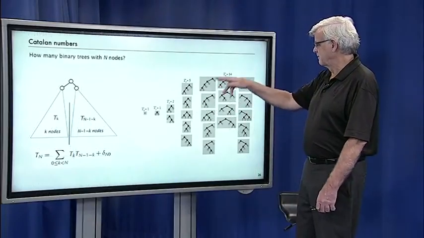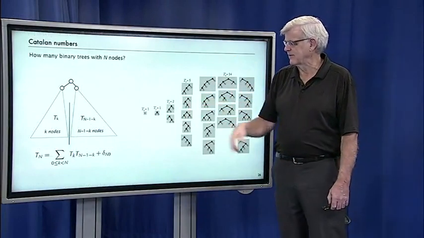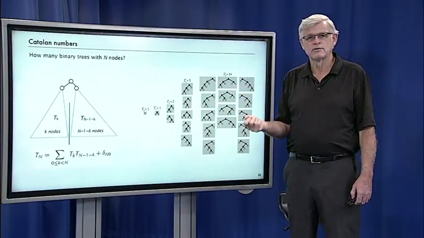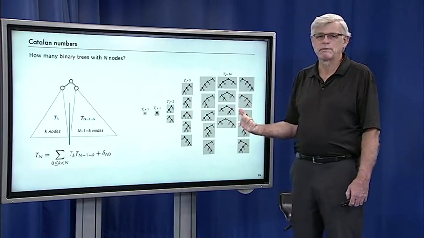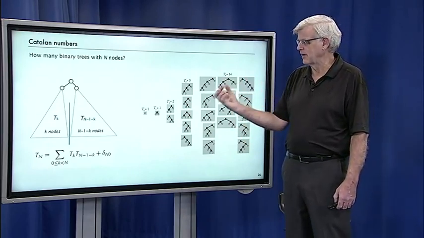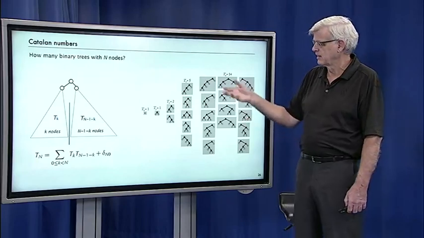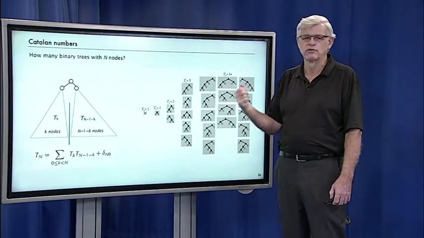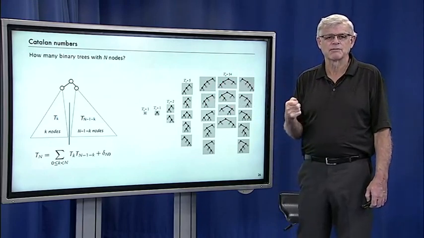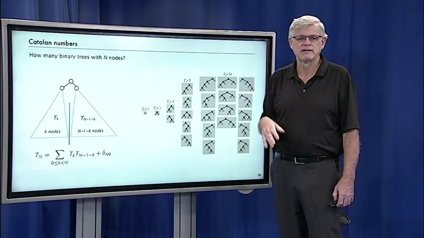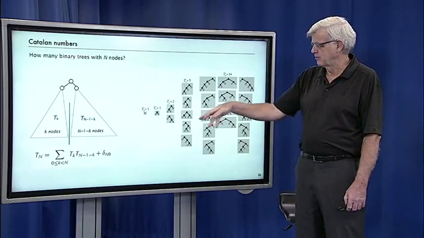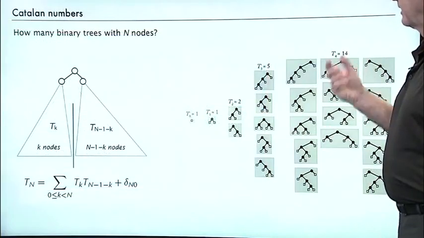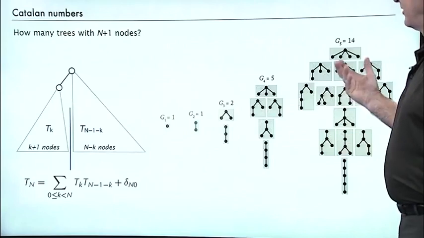So again, same number sequence, again, satisfies the same recurrence. If you've got k nodes on the left, you're going to have n minus 1 minus k nodes on the right, and you can try all possibilities on either side, so it's got to satisfy the recurrence where t sub n is equal to the sum for all k up to n minus 1 of t sub k, t sub n minus 1 minus k, plus a delta term to make it true for 0. Catalan numbers.